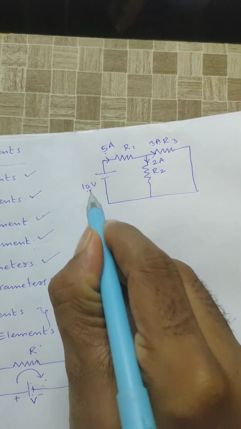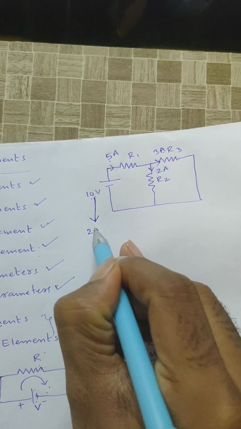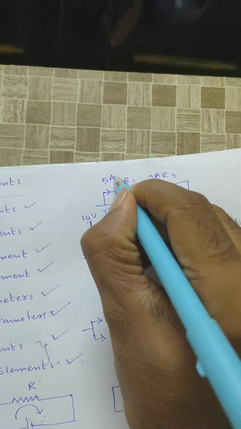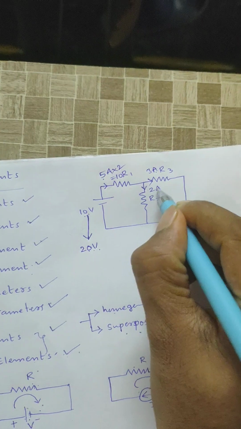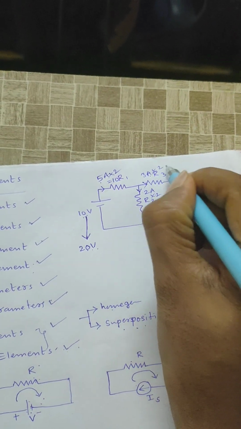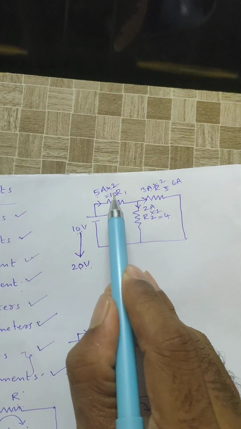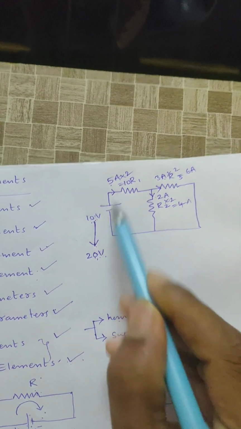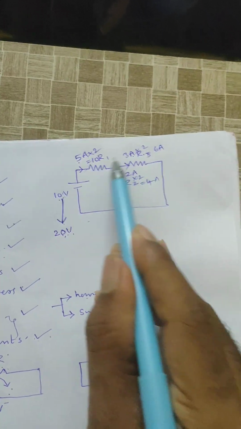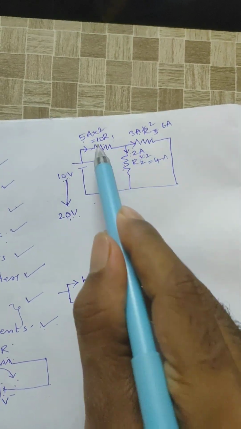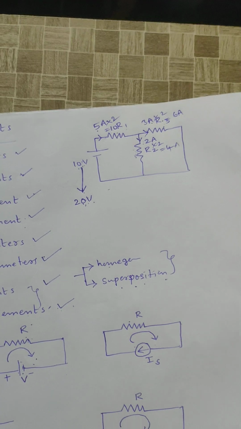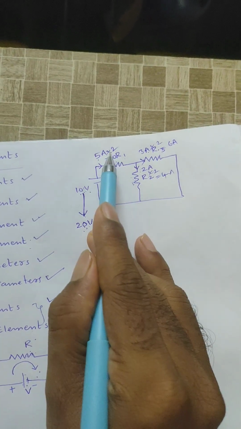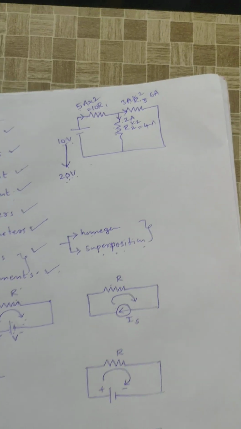Now if the supply voltage is increased by some constant K, that means the supply voltage is increased to 20 volts, then the supply produced response, which is nothing but current, is also increased by the same constant K: 5 into 2 is 10, 2 into 2 is 4, 3 into 2 is 6. That means 10 amperes equals 6 plus 4, already satisfied, right? If the supply voltage is increased by some constant K and the response is also increased by the same constant K, then the given circuit is a linear circuit and the given elements are linear elements. All resistors, inductors and capacitors are linear elements, hence every such circuit will satisfy this condition.